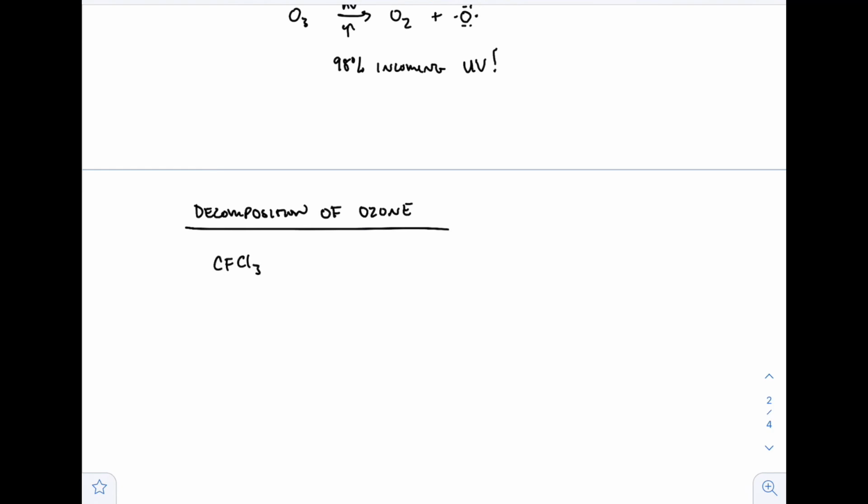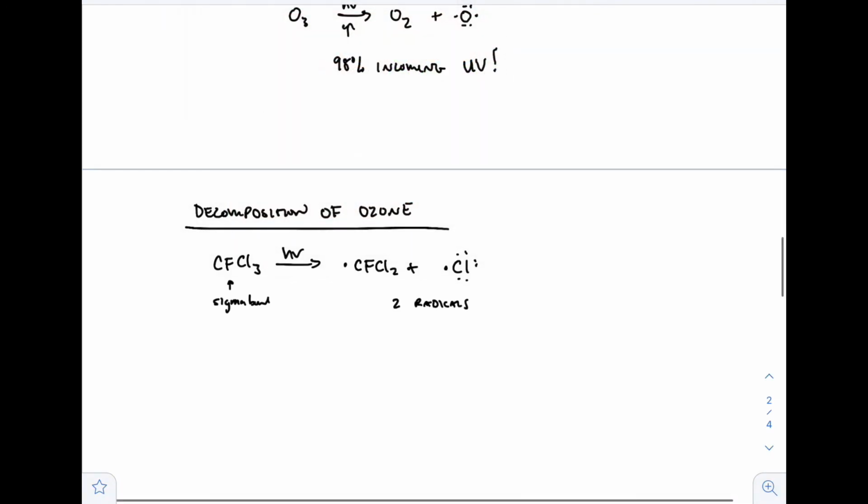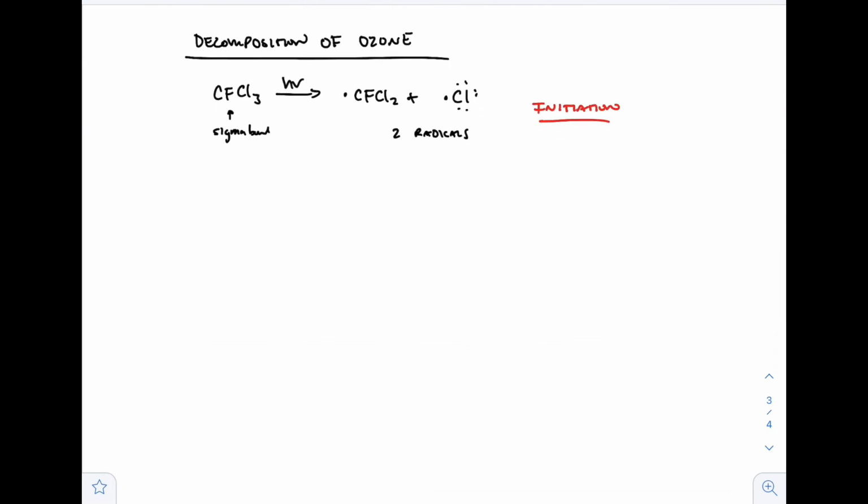Now, the decomposition of ozone and CFCs, how did that happen? CFCs are like a refrigerant, and they're super useful, and they're also fairly inert down here. But once they make their way up into the stratosphere, they can react with light to form two radicals, CFCl2 and a chlorine radical. So this is a sigma bond, or just an organic compound, and then we have two radicals forming in the presence of light. What kind of step is this for a radical mechanism? This is initiation. We created two radicals that can go do stuff now and wreak havoc.